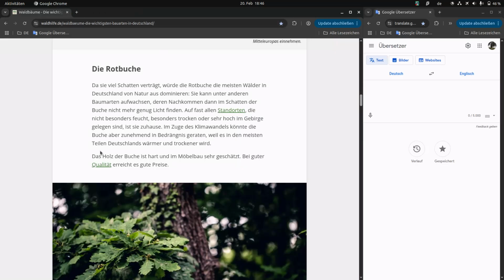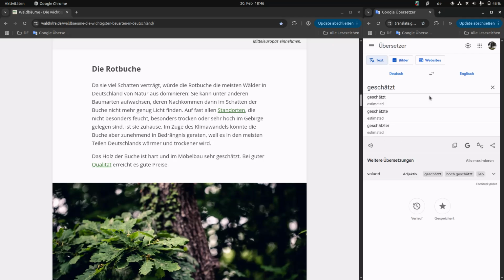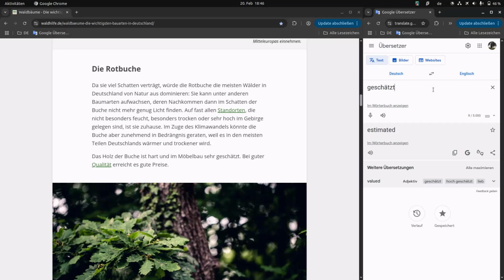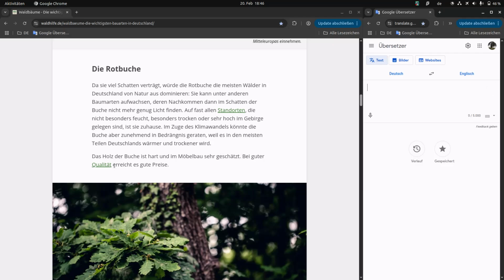And so, das Holz der Buche ist hart und im Möbelbau sehr geschätzt. The wood of the beech is hard und im Möbelbau, and in the furniture building or construction, sehr, very geschätzt, which we were saying earlier. Geschätzt means valued, or appreciated basically. So the wood of the beech is hard and very valued in furniture construction. Bei guter Qualität erreicht es gute Preise.